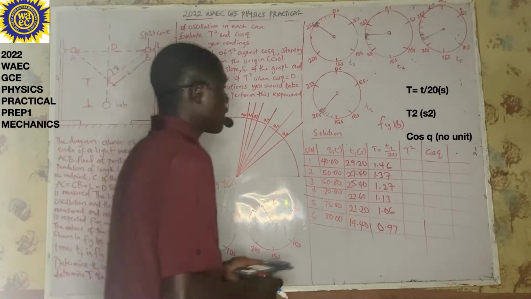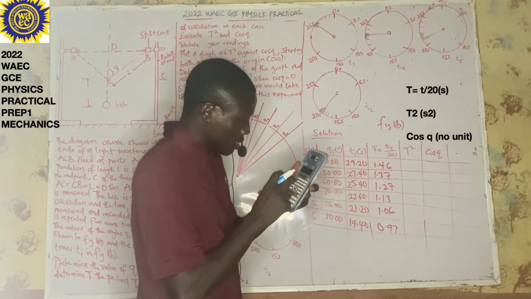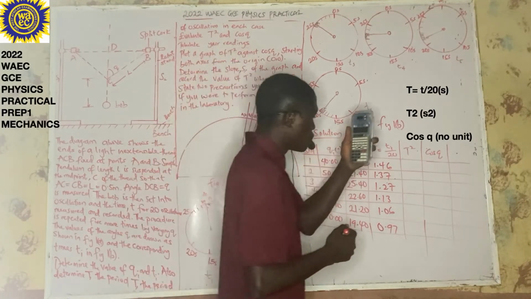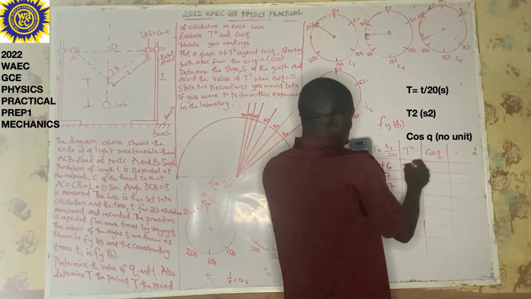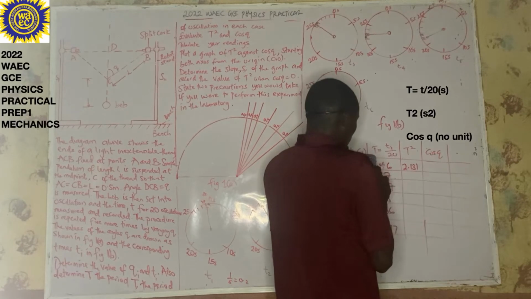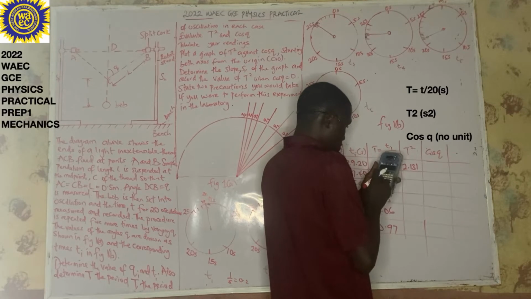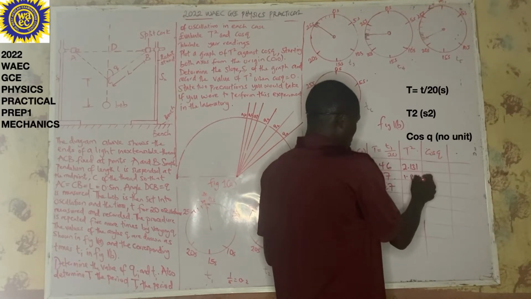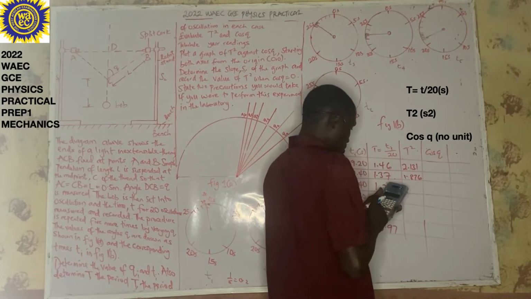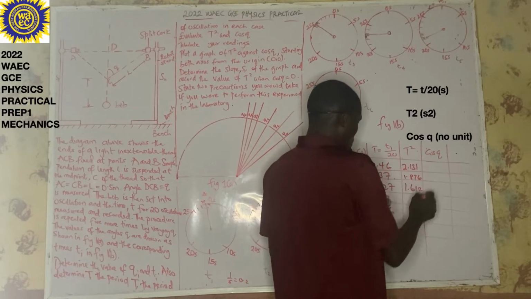Now the next thing is to carry out the T squared. Save your time, let's leave it to 3 decimal places. 1.46 squared is 2.131. 1.37 squared is 1.876 to 3 decimal places. 1.27 squared is 1.612.